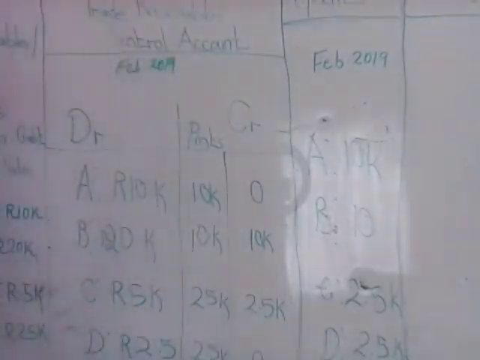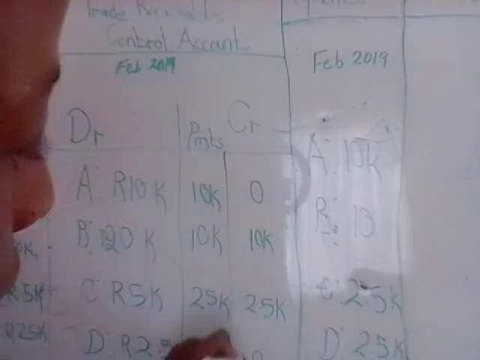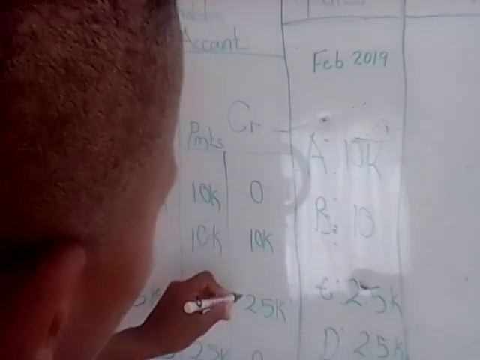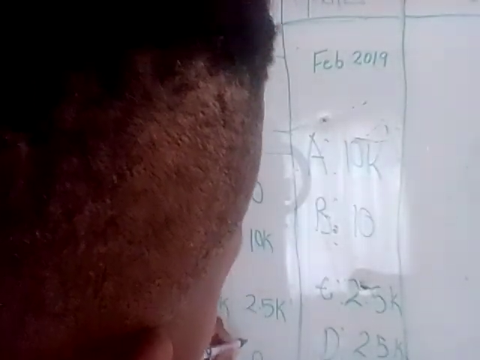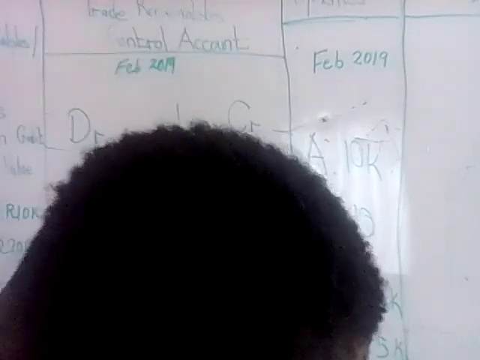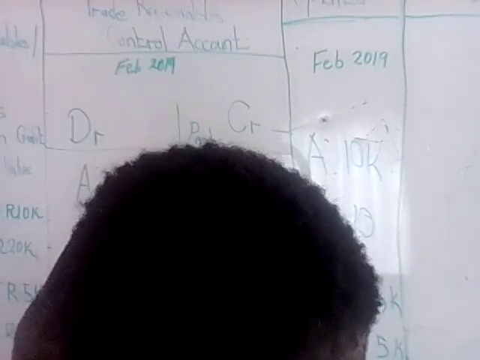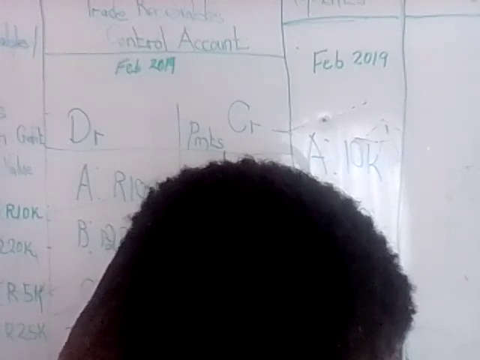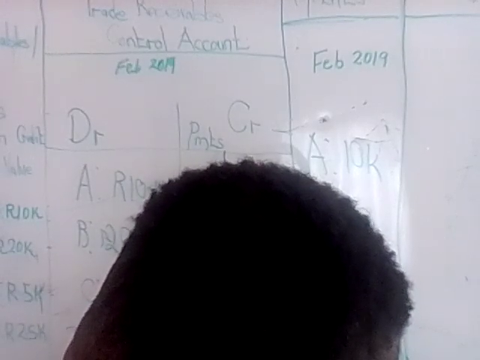So if we totalize this, it should now give us the total balance of the debtors account outstanding at that stage. So let's quickly do that. So 10,000 rands plus 2.5, which is 12.5, plus 1.5, which is 14,000 rands. So 14,000 is our debtors balance at that stage.